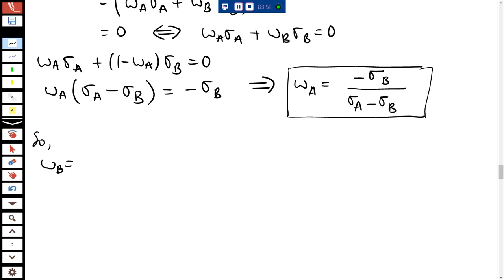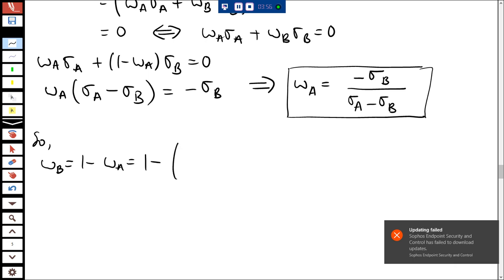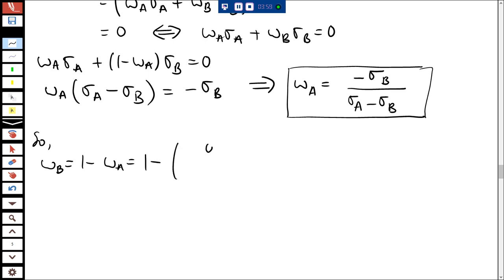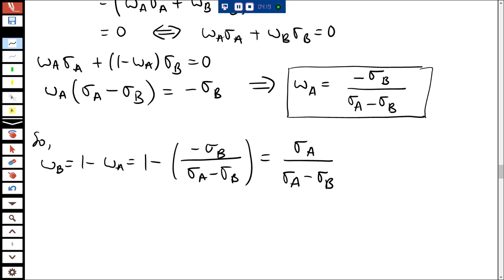How about omega B? This is 1 minus omega A. So 1 minus this thing we just calculated, which, after a little bit of playing around with these fractions, gives us sigma A over sigma A take away sigma B. So the conclusion is that the weighting for stock B is as follows.